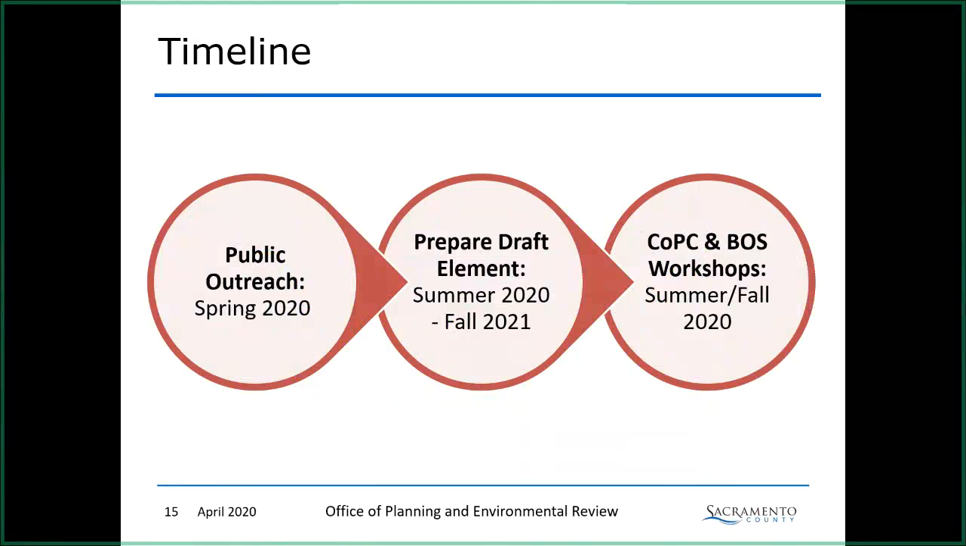The county's housing element update must be certified by the state by May 2021. In order to meet this deadline, we will conduct public outreach in spring of 2020. We will prepare the draft housing element from summer 2020 through fall 2021. We will host public workshops with the Sacramento County Planning Commission and the Board of Supervisors in summer and fall of 2020. Due to the current shelter-in-place order, we will be conducting our initial public outreach remotely using webinar technology and surveys.